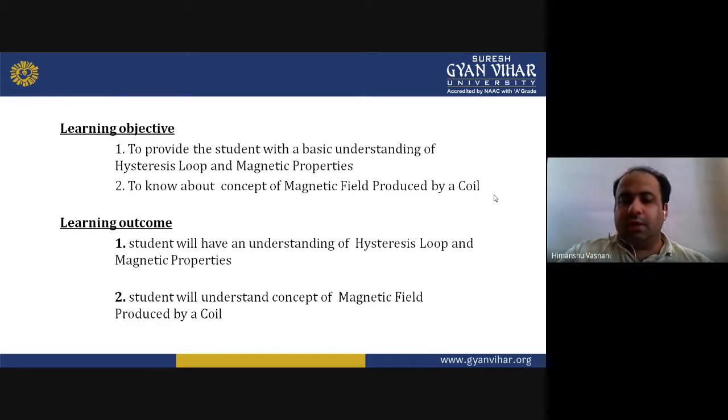Today's learning objectives are to provide the students with a basic understanding of the hysteresis loop and magnetic properties, and to know about the concept of magnetic field produced by a coil. The learning outcome of today's lecture is that the students will have an understanding of the hysteresis loop and magnetic properties, and will understand the concept of magnetic field produced by a coil.